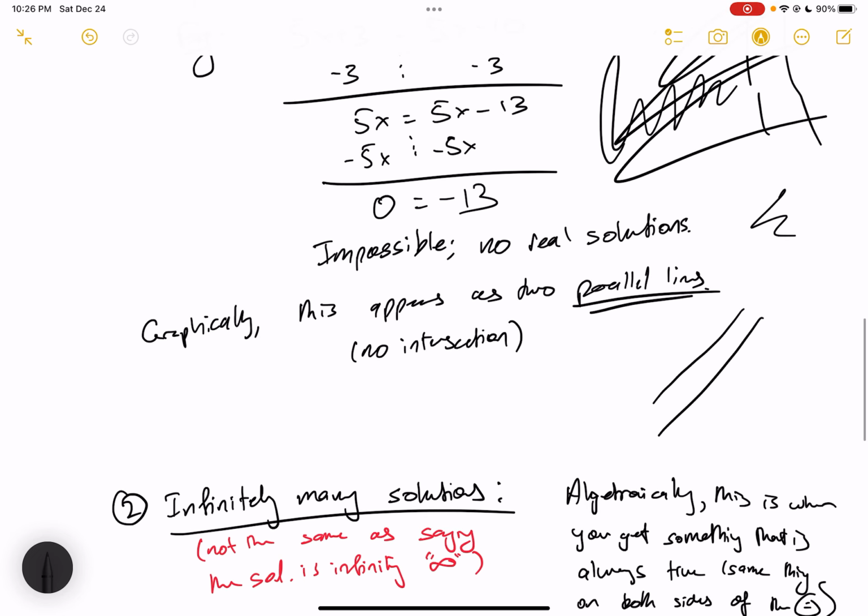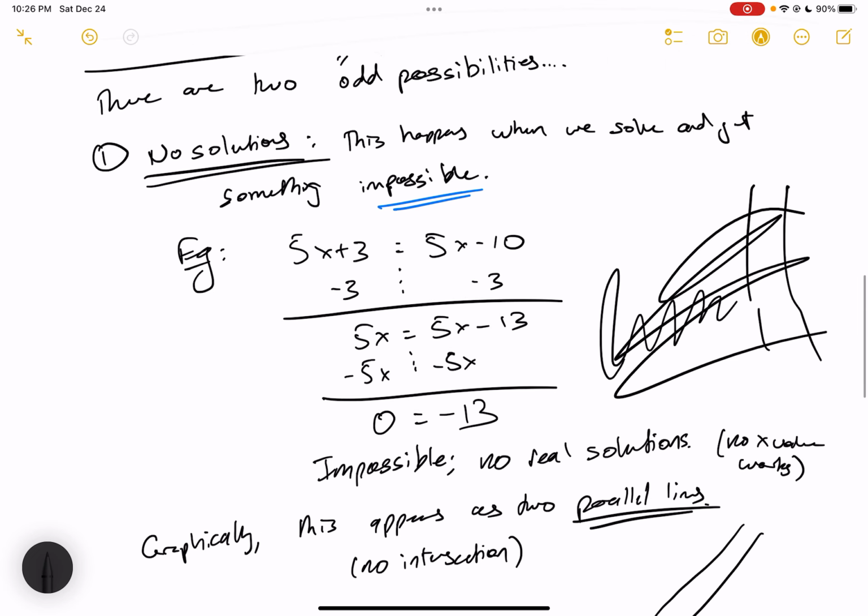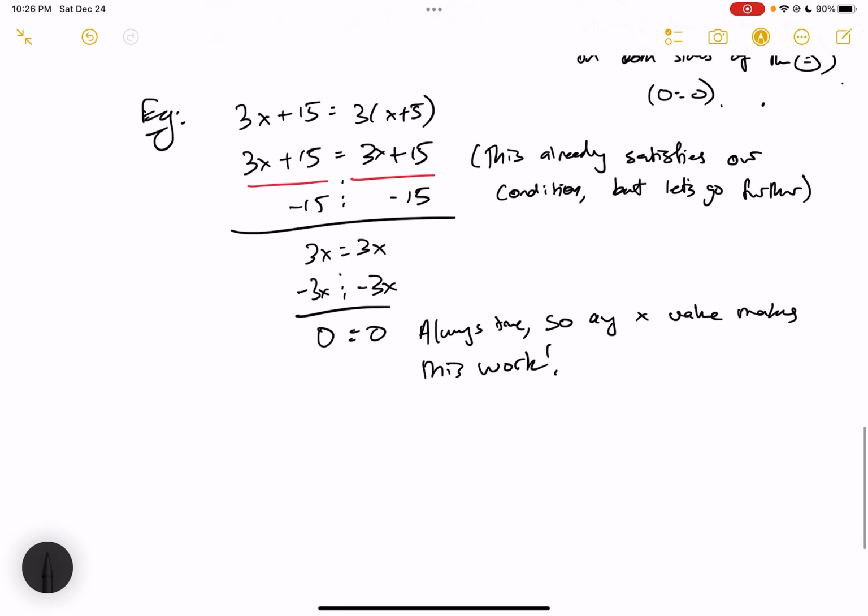Alternatively, over here, with no real solutions, you can add this note: no x value works. Try as you will. None of these x values will work. And again, 0 doesn't equal negative 13. And I'd love to see anyone who tries to die on the hill that it does. All right? So, this in mind, you may wonder what this looks like graphically. Back to our main objective here.